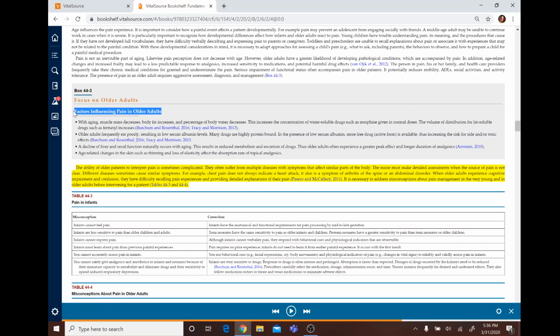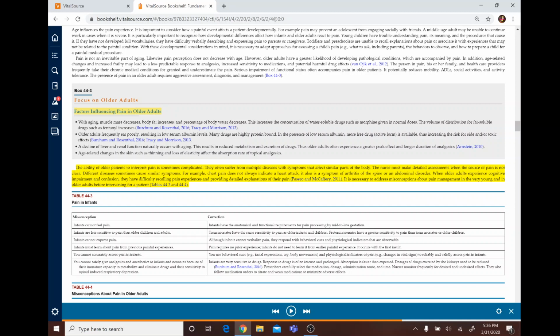So we know when they age, they get more fatty, they lose their muscle, and body water decreases. So that means if you give 100 grams of something in 100 liters, it'll be like 1 liter to 1 gram. But when that decreases to like 50, it's now 1 liter has 2 grams. So it has an increased concentration of water-soluble drugs, and the volume of distribution for fat-soluble drugs such as fentanyl increases, which is kind of crazy because you have less water and you have more fat.